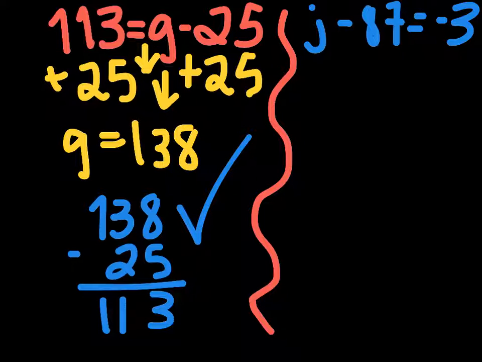Okay, looking over at this side, J minus 87 equals negative 3. I want you to go ahead and look at this one and try it on your own. Pause the video, do it, and then when you have your answer, unpause your video and we'll check.